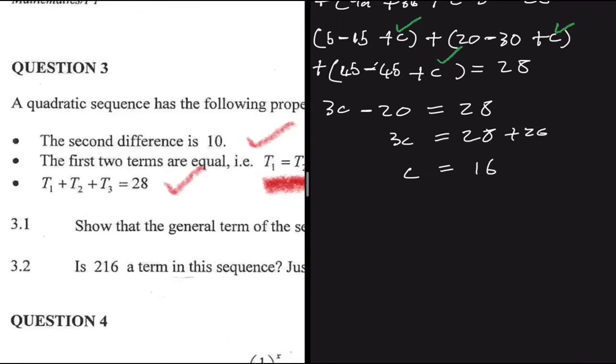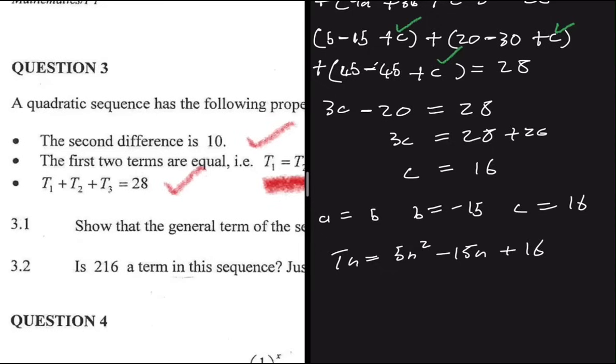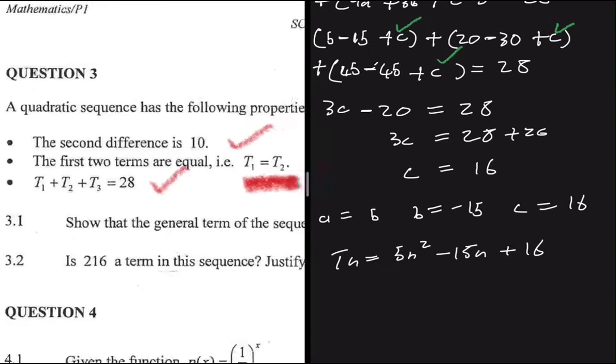Right, so we have deduced that A is equals to 5, B is equals to minus 15, and C is equals to 16, right? So we have Tn being equals to 5n squared minus 15n plus 16, which is what we are required to prove. So we're good to go now.